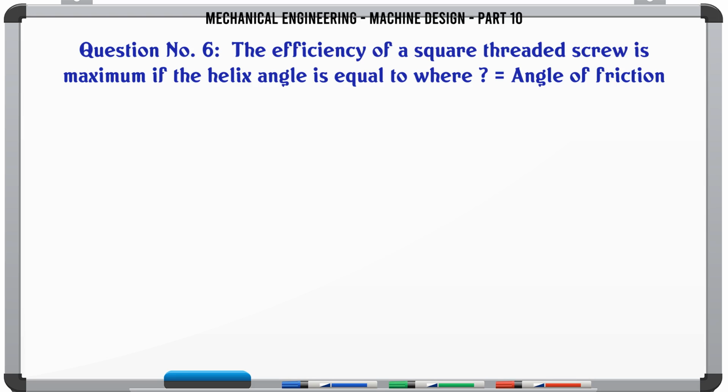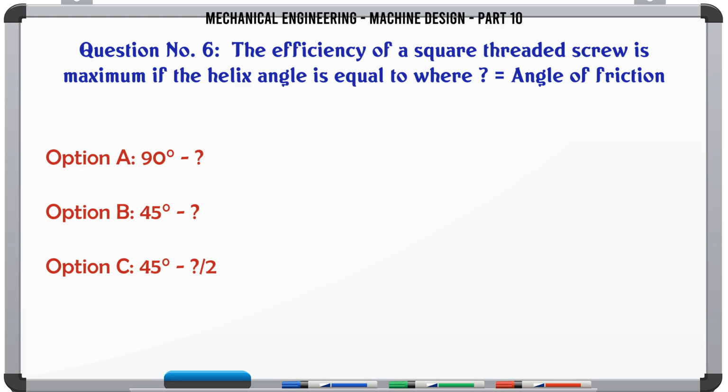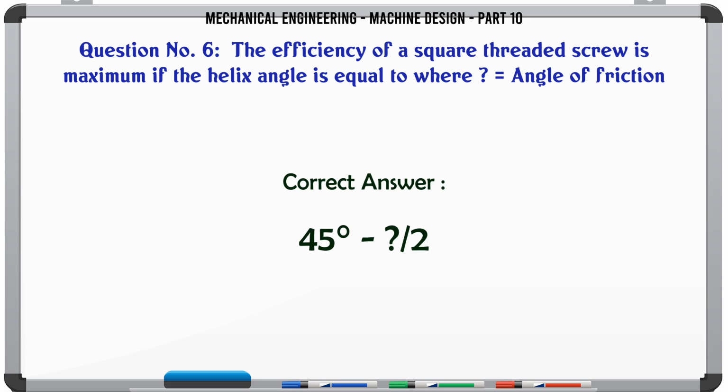The efficiency of a square threaded screw is maximum if the helix angle is equal to, where φ is the angle of friction. A. 90. B. 45. C. 45-φ/2. D. 45+φ/2. The correct answer is 45-φ/2.